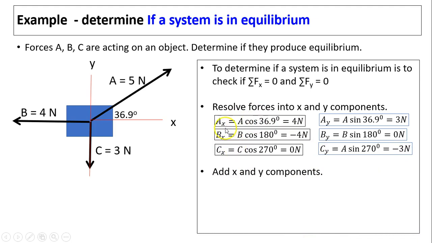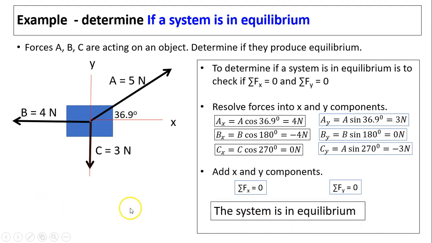We add all the Ax, Bx, and Cx together to find Fx. That gives us 0. We add all the y components together, that also gives us 0. What does this say? It tells us the system is in equilibrium.